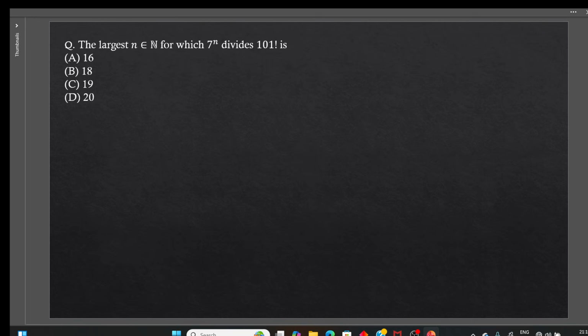So the next question: find the largest n, where n belongs to the natural numbers, for which 7 to the power of n divides 101 factorial. We know the largest power of a prime, here 7 is a prime, that divides n factorial can be found using Legendre's formula. What is Legendre's formula here?